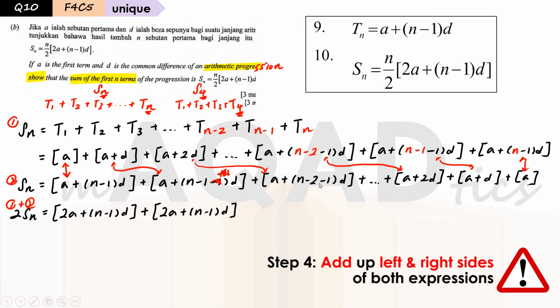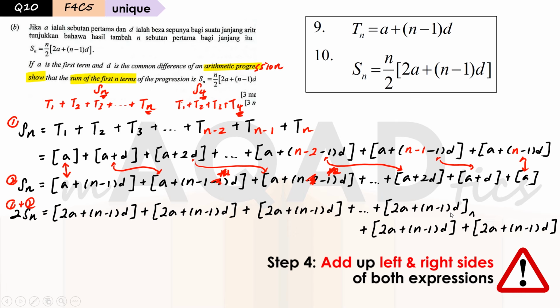Okay, and the third one as well. So a plus a is 2a. And if you see the d's, there's a 2 here, and there's n minus 2 minus 1 here. So if I add 2, the minus 2 and plus 2 I can cross off. So it's n minus 1d. Okay, and it will be the same for the rest of the values at the back.